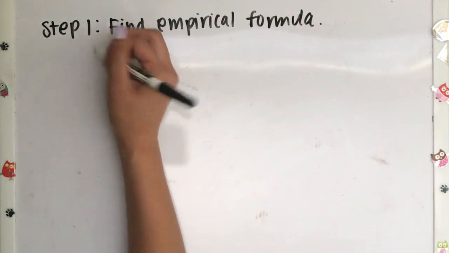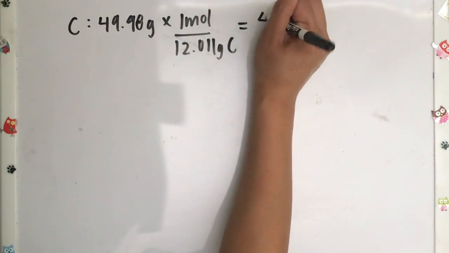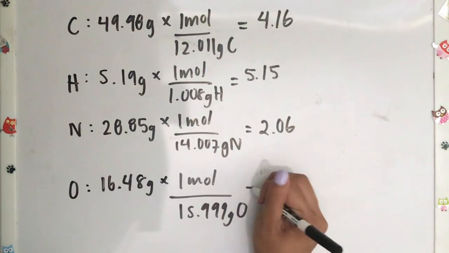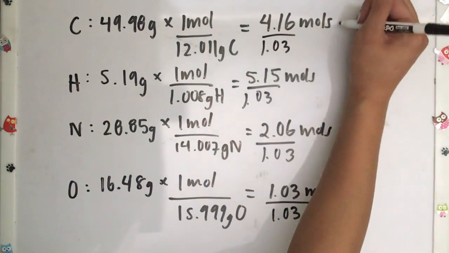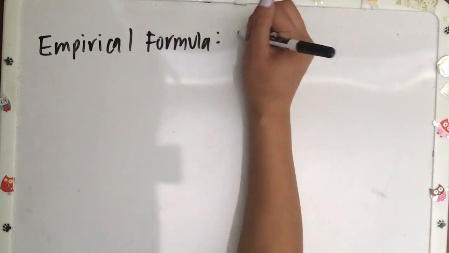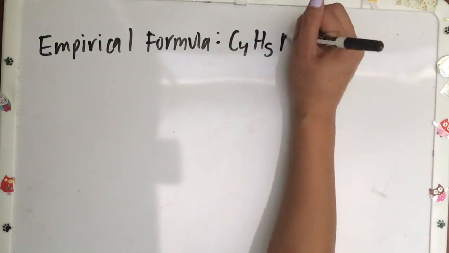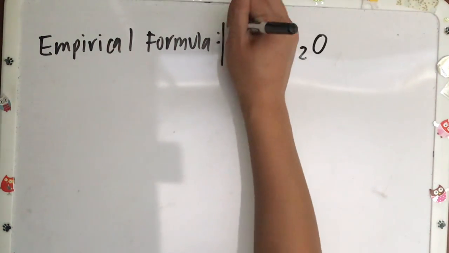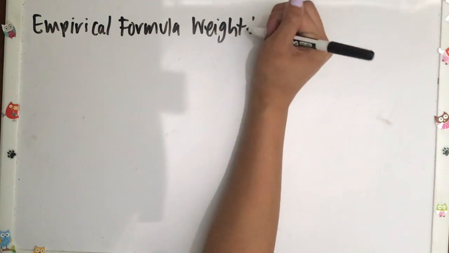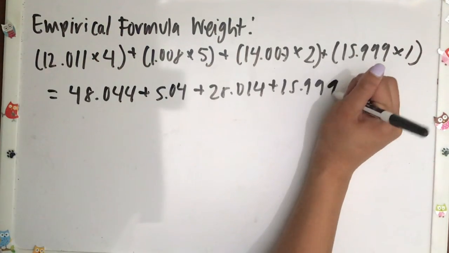Using Science Practice 2, I can find the empirical formula. First, you change the percentages of each element into grams, and then you multiply by moles over the atomic mass of each element. Then you divide by the smallest amount of moles to find the ratio of the elements. From that, we know the empirical formula is C4H5N2O.